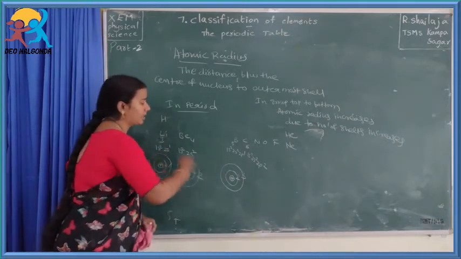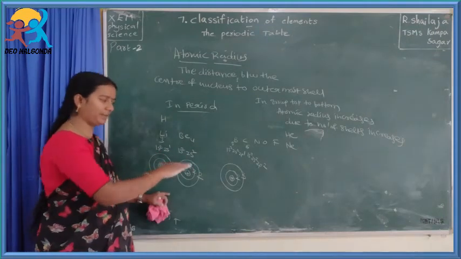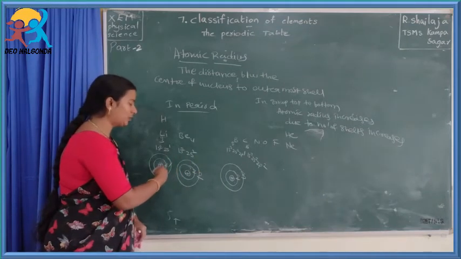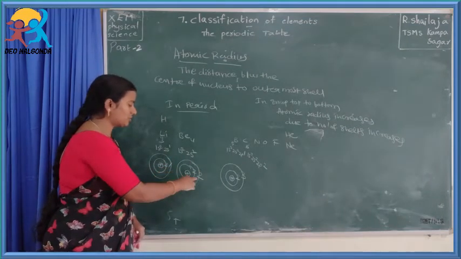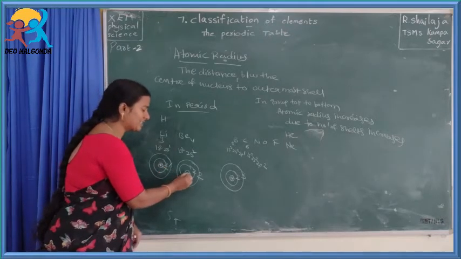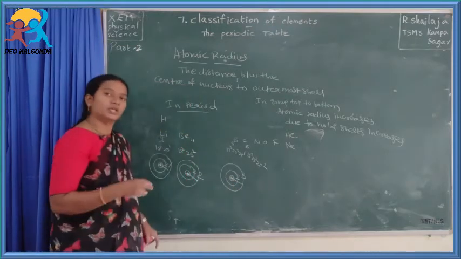From left to right, these elements are in the same period, at the same distance only. The electrons are entering the same shell, that is the outermost shell, the second shell. Here the distance between the nucleus and the second shell, here also the distance between the nucleus and the second shell, here also the distance between the nucleus and the second shell.